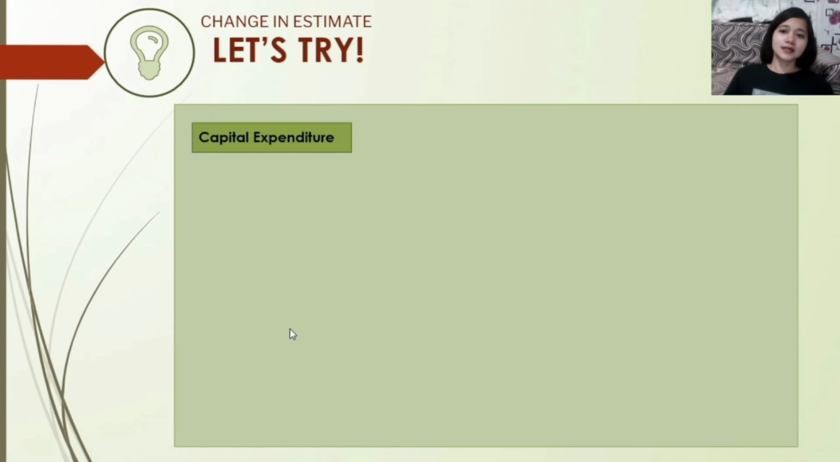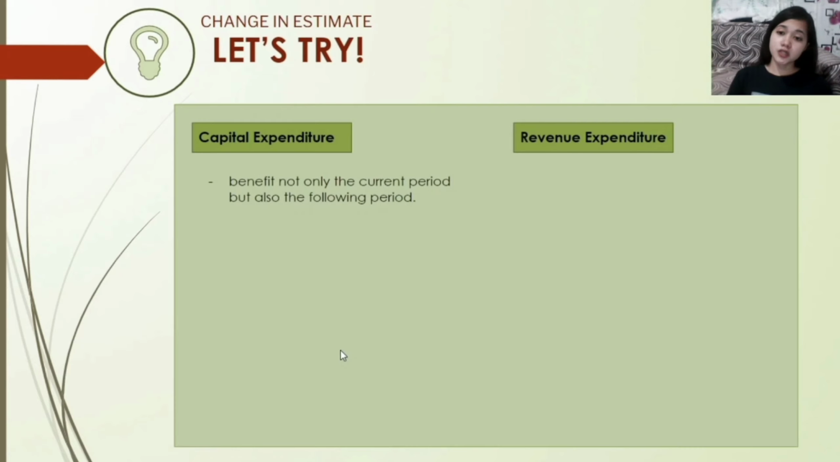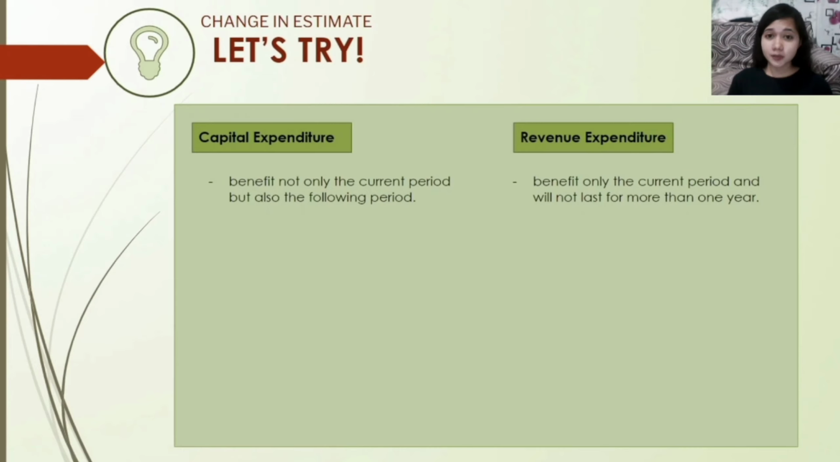Last one, one of the main reasons why depreciation changes is when we have additional capital expenditure. So, what exactly is capital expenditure and how is it different from revenue expenditure? Capital expenditure benefits not only the current period but also the following periods.